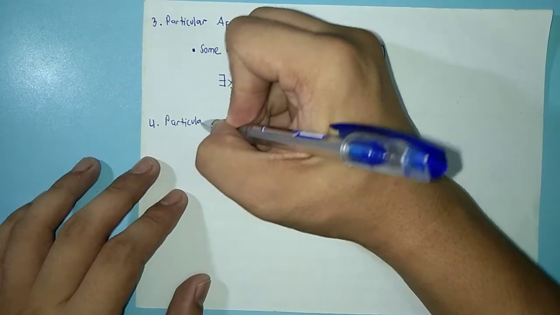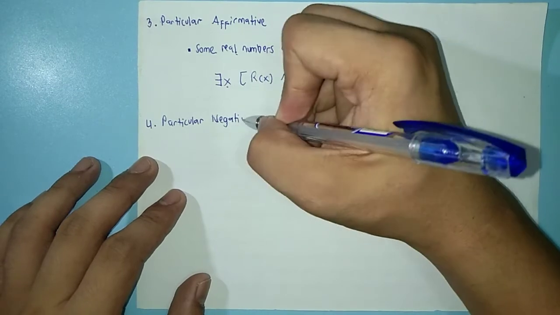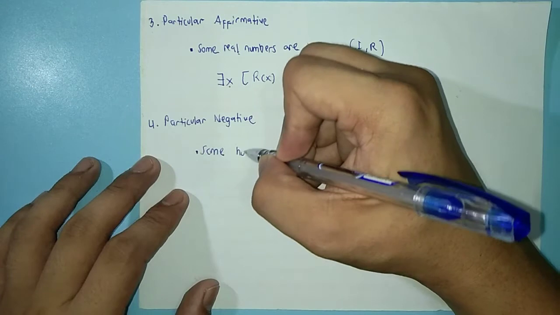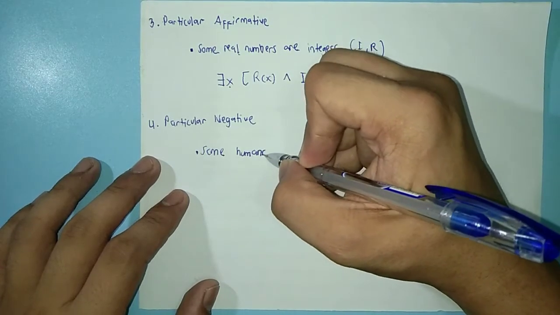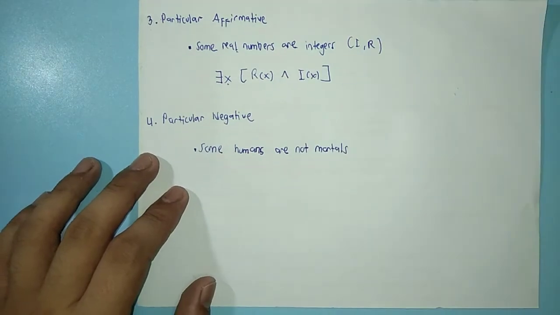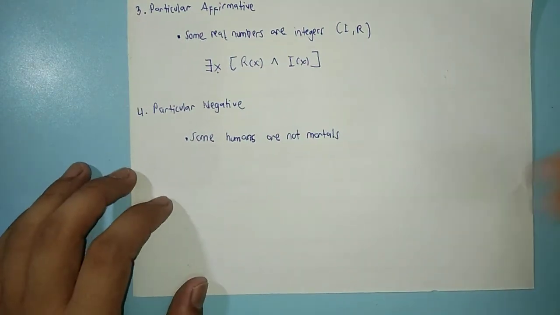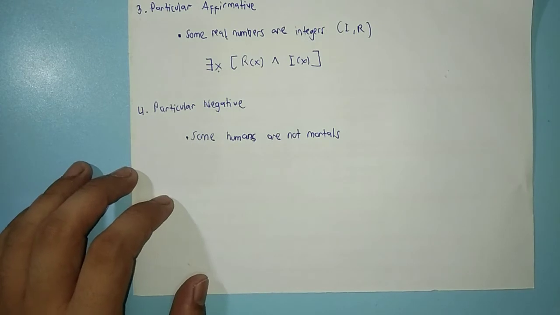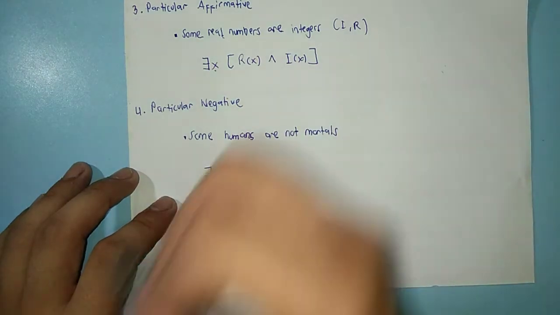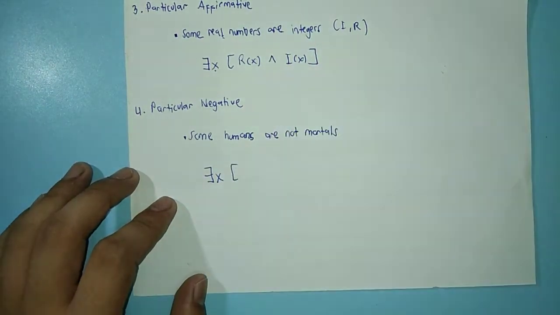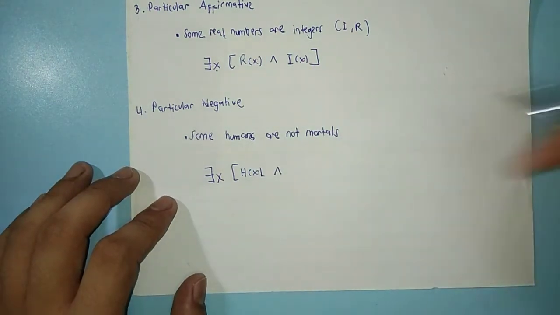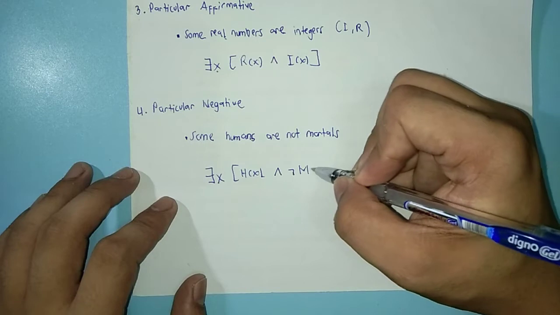Particular negative. So, for a particular negative, let's say, some humans are not mortals. Okay? So, this is almost the same as the universal negative. But here, the symbol that we will use is the one for "some", and so H of x with a conjunction also. Okay? Then negate the mortals.